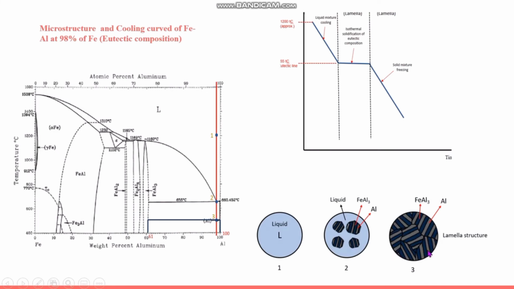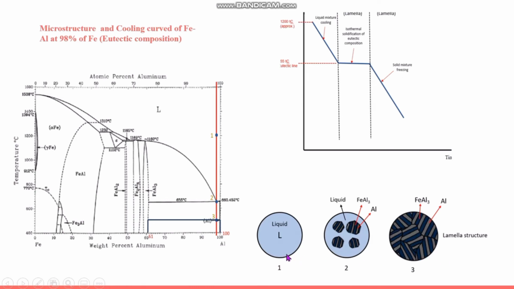This is the microstructure and cooling curve of FeAl alloy at 98% of aluminium. Here, when it is at 1200 degrees Celsius, you can see that the liquid mixture is cooling until it reaches the eutectic line at 655 degrees Celsius. This horizontal line represents the isothermal solidification of eutectic composition, and this line represents the solid mixture freezing.